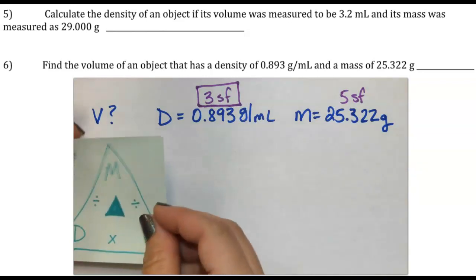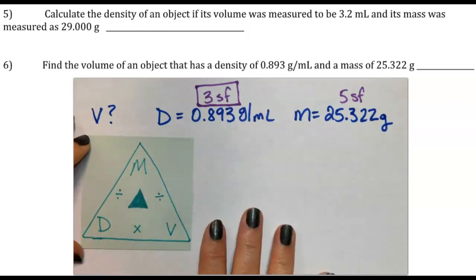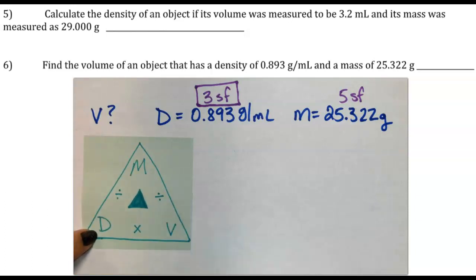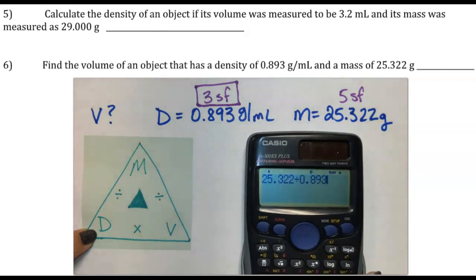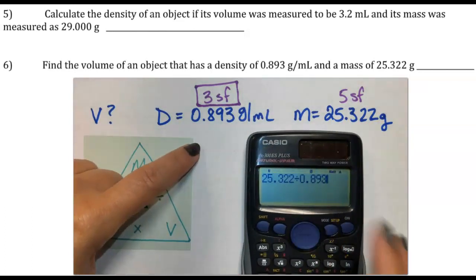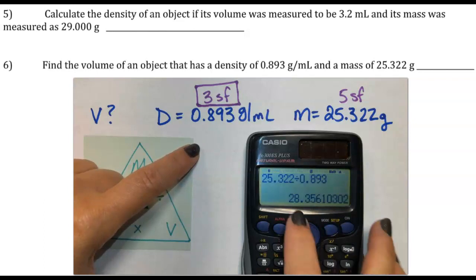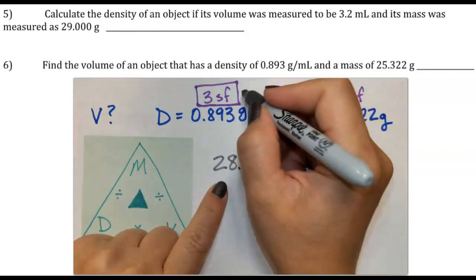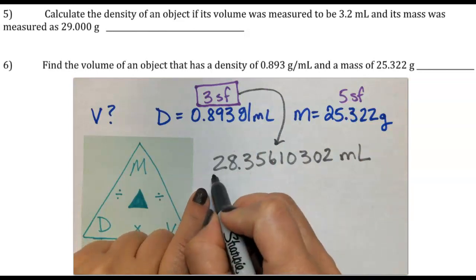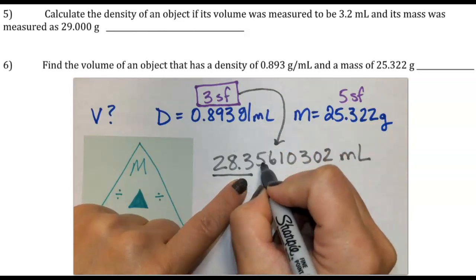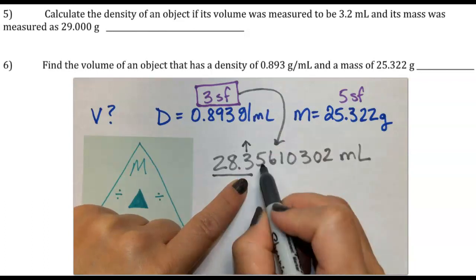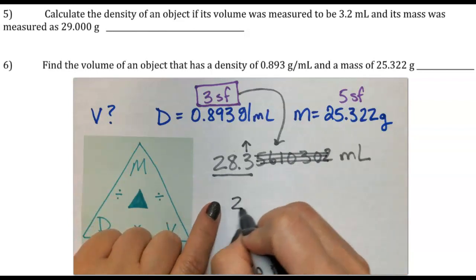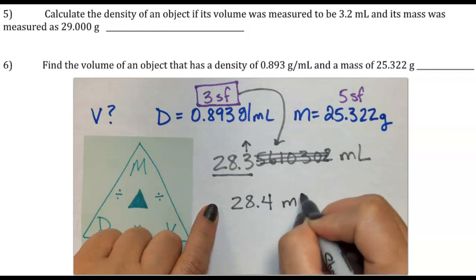Okay, so now we're going to calculate, and we'll use our little triangle. Because I'm looking for the volume, I'm going to take the mass and divide it by the density. So the mass is 25.322 divided by the density, 0.893, and that gives me 28.35610302. And so I can only have up to 3 significant figures, so that's going to round off here. That 3, based on the 5, is going to round up. And because all of these numbers follow the decimal, I'm going to drop all of those numbers off. And so my final answer will be 28.4 milliliters.